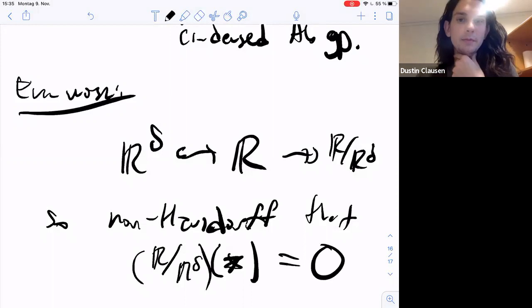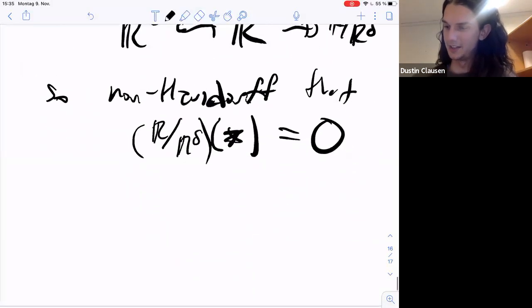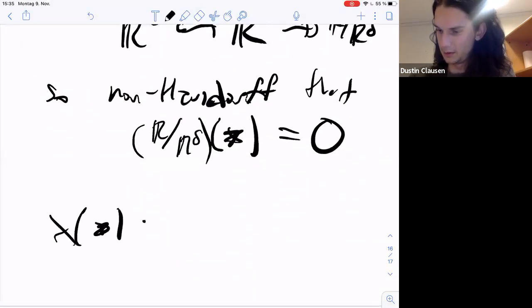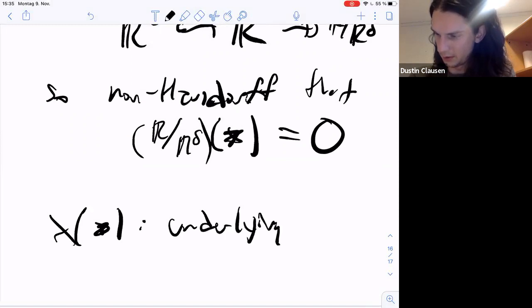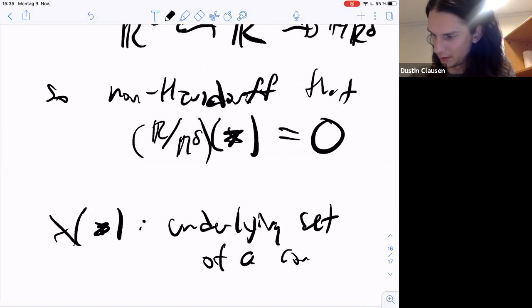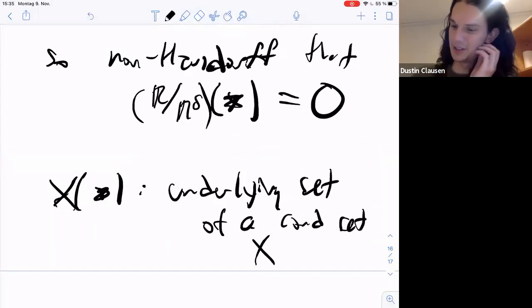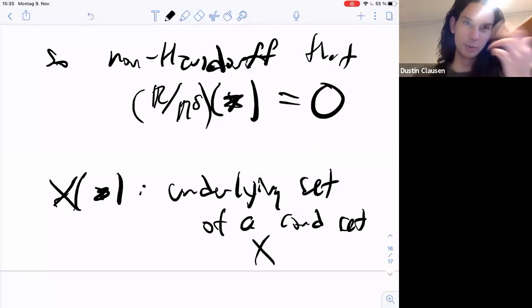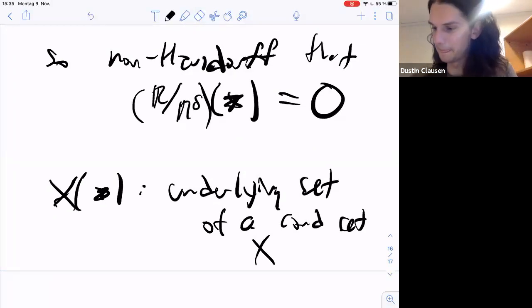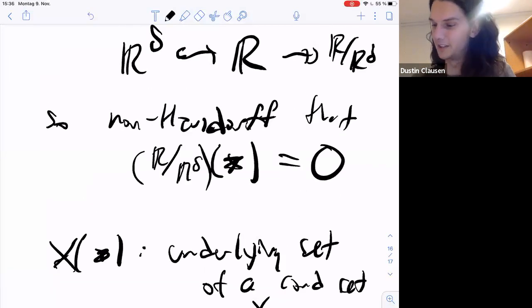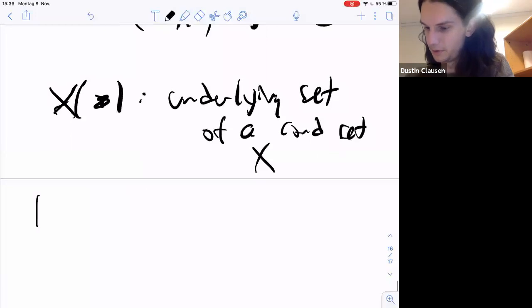is 0. I should have maybe mentioned this close to the beginning, but every condensed set has an underlying set. The underlying set of a condensed set X is just the maps from the terminal topological space to X. This is the terminal object in the category, but it's also represented by the point as the compact Hausdorff space, for example. So it's so non-Hausdorff that it has a vanishing underlying abelian group.